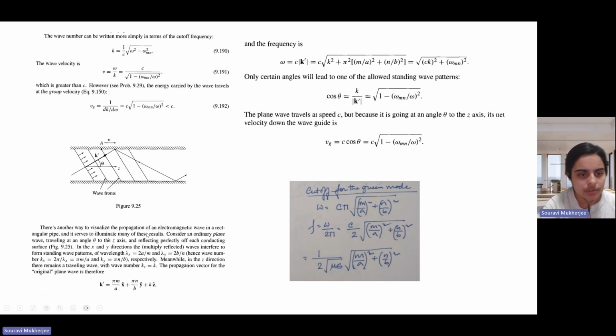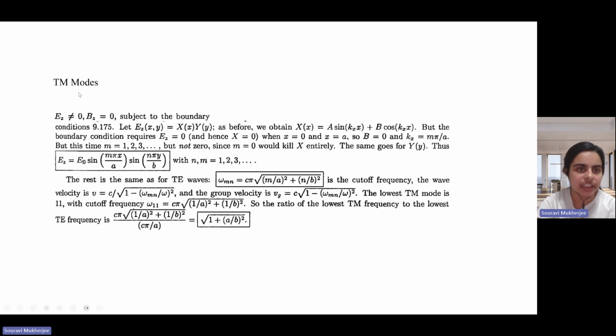And you can also write the wave number in terms of kx, ky, kz as a vector, and consider it as a reflection that is happening at the surfaces, okay? And then as you can see here, the velocity down the waveguide is given as this component, cos theta, which again depends on how your wave number is directed. So this was about how one can define the cutoff frequencies and the velocity of wave propagation through a waveguide, okay? And similar things can be done for a TM mode.